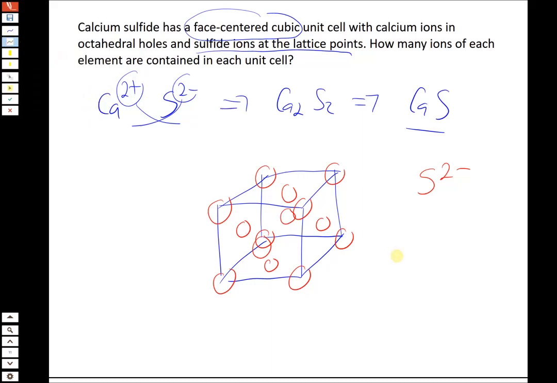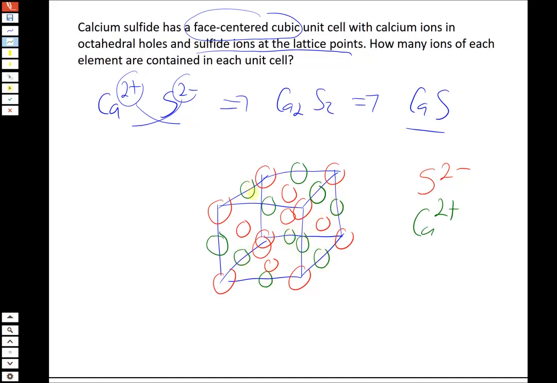And then we say that the calcium ions are at the octahedral holes. So the octahedral holes are located, we have to know the locations of these different holes in the cell. They're located on each edge. So I'm going to do calcium in green here. So each edge, 12 edges in a cube.